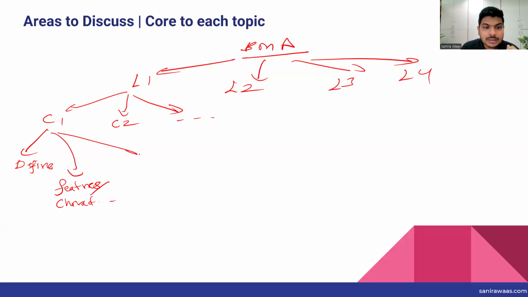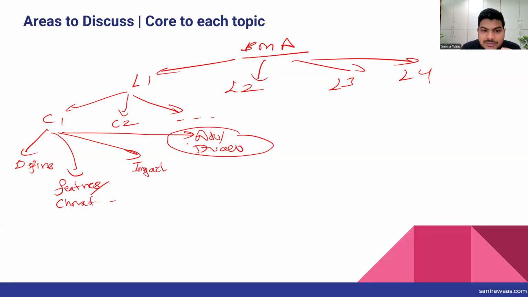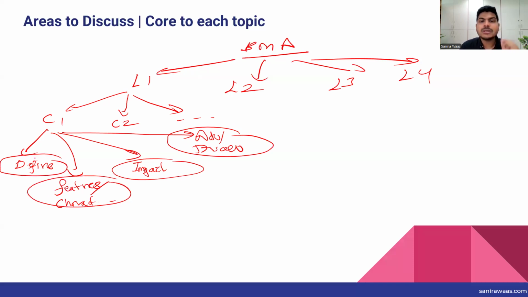Apart from that, you need to understand whether there is an impact. If this is a big definition, there might be impacts. You need to understand the effects or the impacts: if it happens, what will happen? And last but not least, the advantages and disadvantages. These four are the most important things you need to keep in mind for each of these concepts.